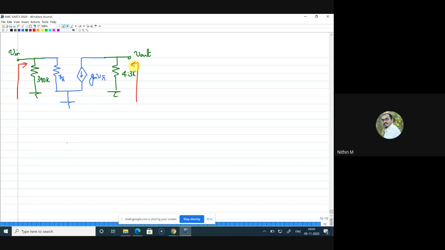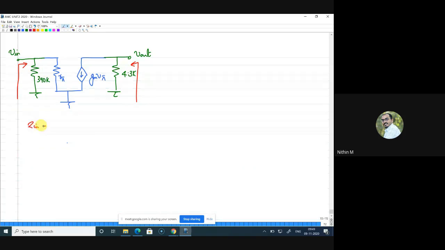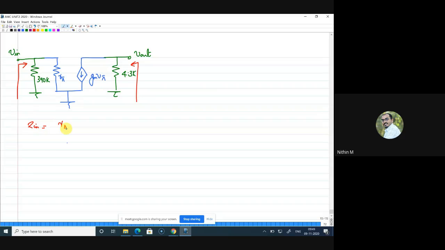So what is input impedance? Input impedance Z in here is equal to R pi parallel to 390k. What is R pi? Beta plus 1 into RE, which is parallel to 390k. So RE value we know. So substitute and get what is Z in. Z out is equal to directly 4.3k itself because there is no other resistance connected there.